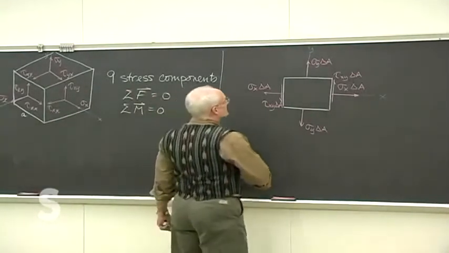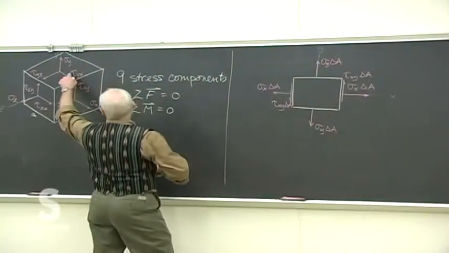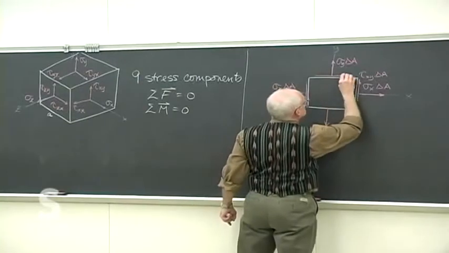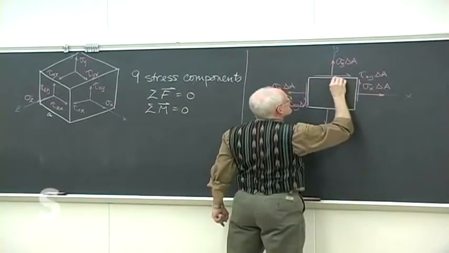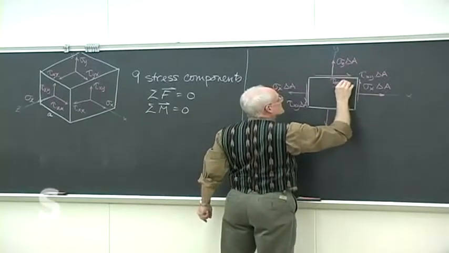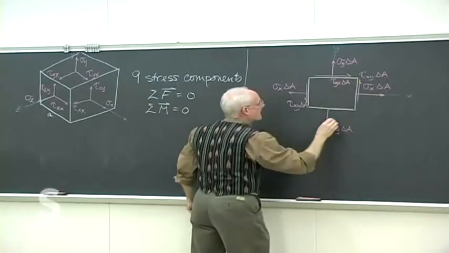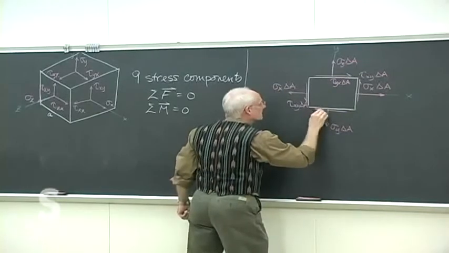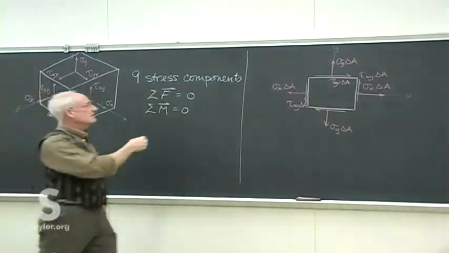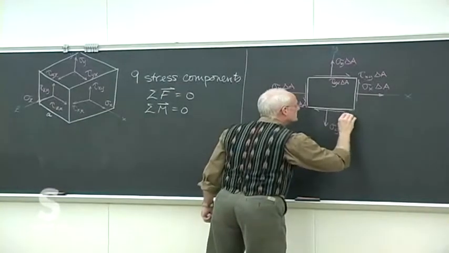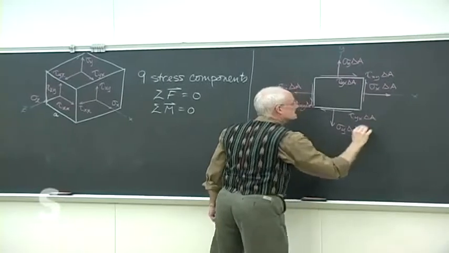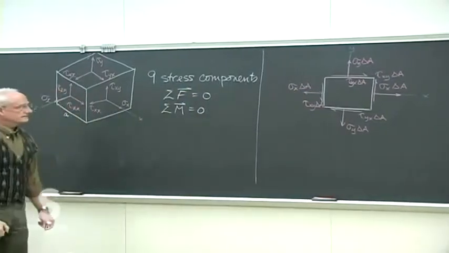And then I have the same type of thing with the shear stresses on the Y faces. So that's tau yx delta A. And down here in the opposite direction, as it must be, because I need to balance that force on the top, I have tau yx delta A there as well.